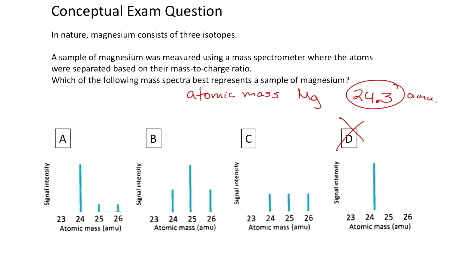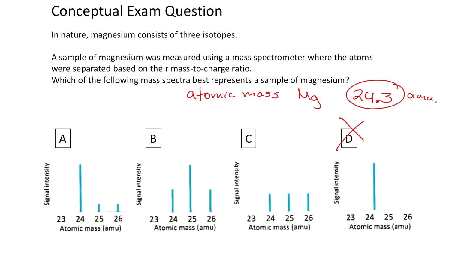So if a student selected D, they were right that, oh yeah, that peak shows up at 24.3, doesn't it? But what did they get wrong? They didn't account for the 3 isotopes that we have to actually calculate the weighted average to get 24.3. D is wrong because it has not enough isotopes.